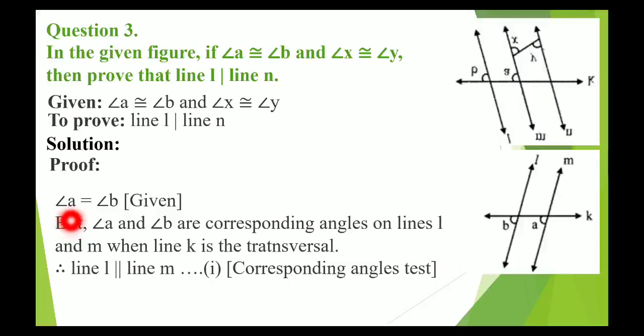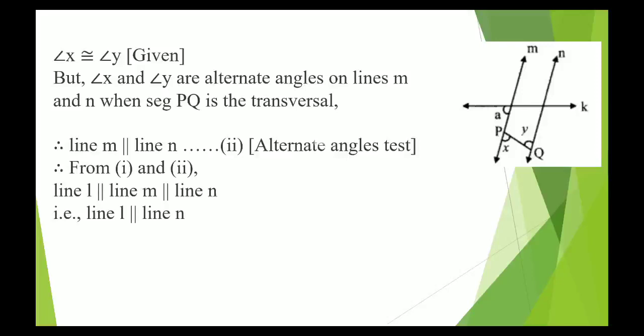So angle A is congruent to angle B, given. If angle A and B are congruent, dear children, if you observe very carefully, angle A and B are corresponding angles, right? According to the corresponding angles formed by line L and M, where K is the transversal, therefore, I can say that line L is parallel to line M using the corresponding angle test. This is statement number 1.